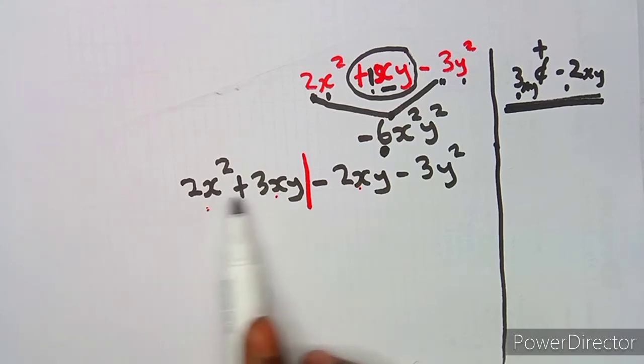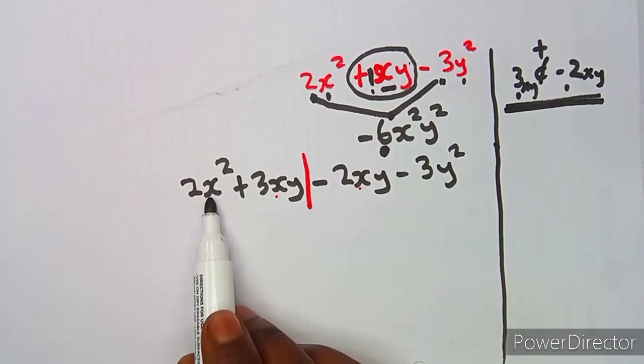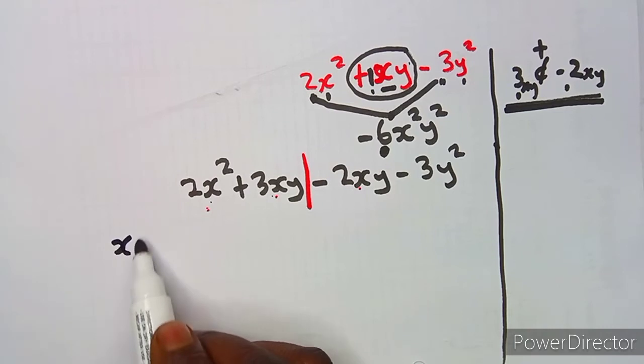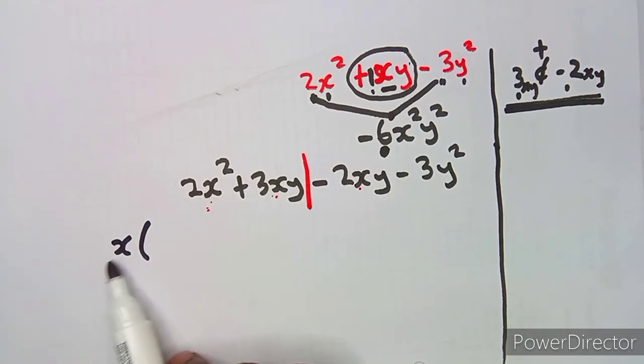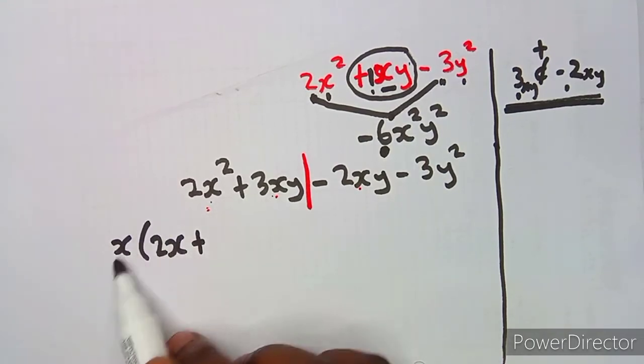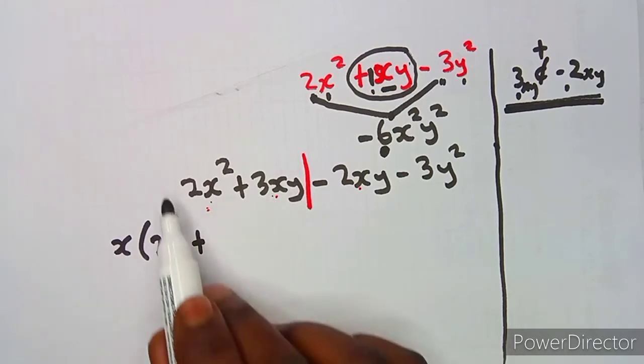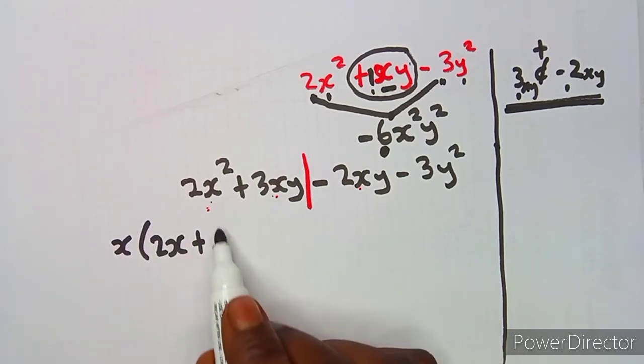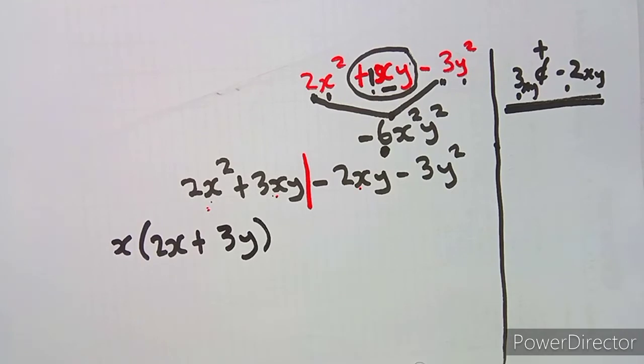So is there anything that is common in these two brackets? Yes, x is common here, so you can factor out x. That would be 2x squared divided by x, which is 2x, plus 3xy divided by x. As you can see, x and x will cancel, but you don't cancel it, you just imagine cancelling. So you're going to be left with plus 3y like this.